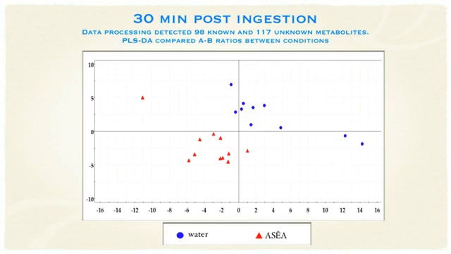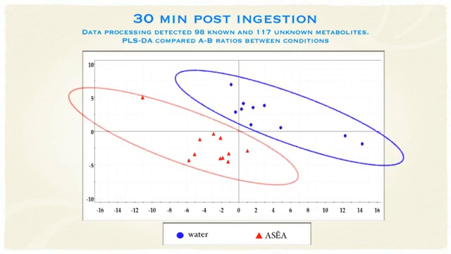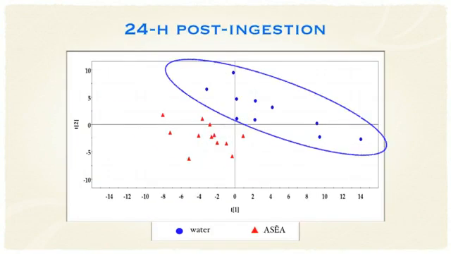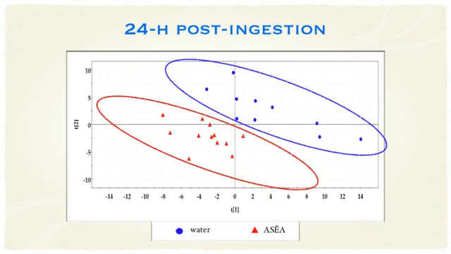So in looking very quickly, after just 30 minutes of ingesting 4 ounces of ASEA, there was already a defined distinction in the group, the placebo group or the active group. And here, you're seeing a real distinction, even 24 hours after a single dose of ASEA.